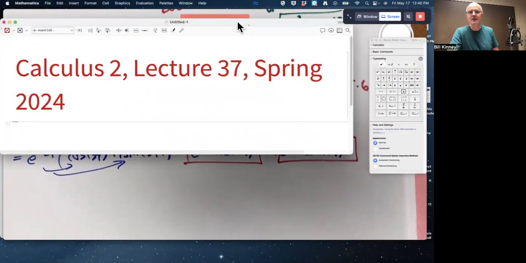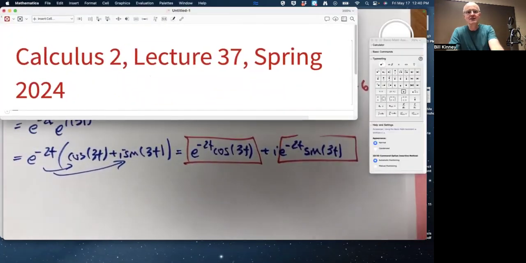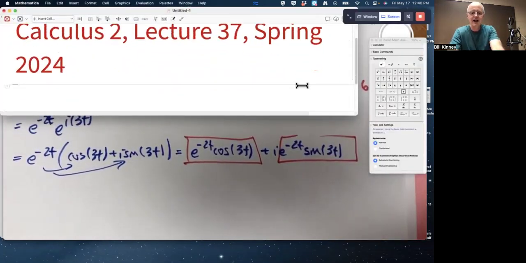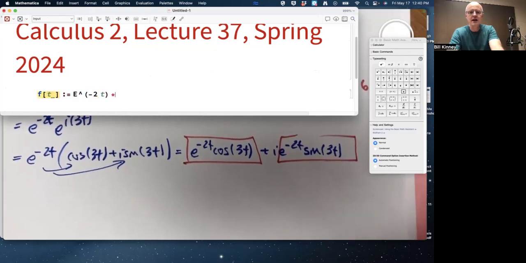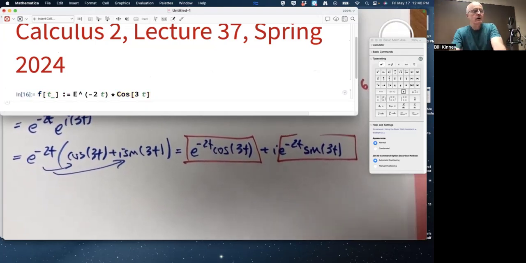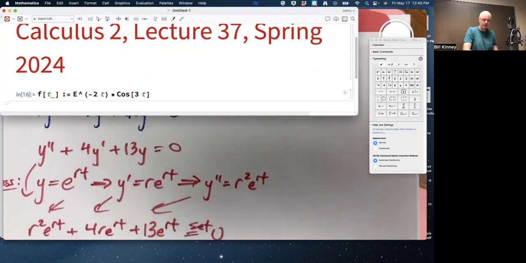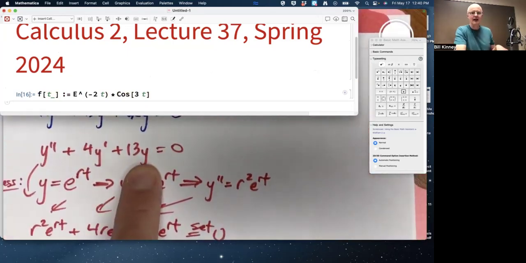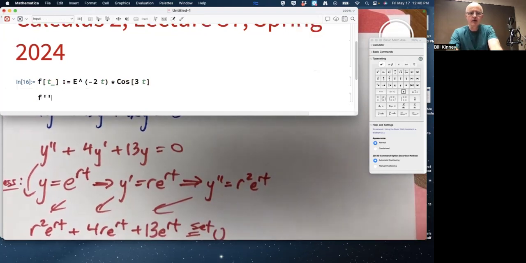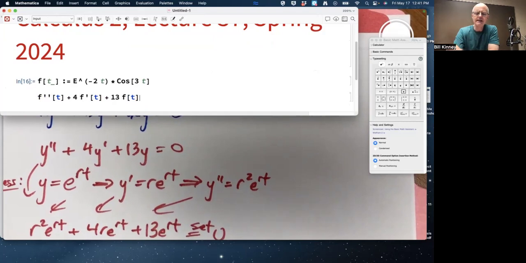Let's check that they solve the differential equation. I'll check that one of them does at least. Let's define f of t to be e to the -2t times cos 3t. What would it mean for this one to solve the differential equation? Here's the differential equation up here. It's got to mean its second derivative plus 4 times its first derivative plus 13 times the function must be always 0.